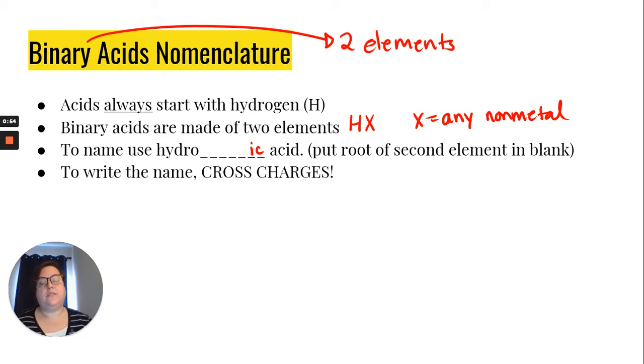To go from the name to the formula, you would need to cross your charges. So hydrogen always having a charge of +1, and then whatever the negative charge is on the other element, and then you would simply cross your charges. So let's look at some examples.